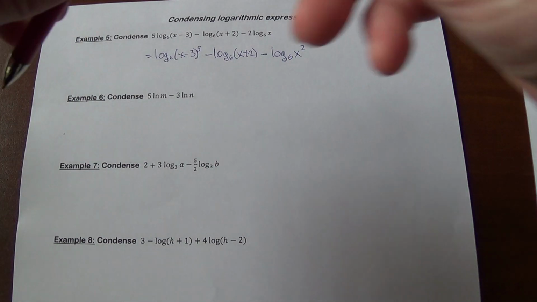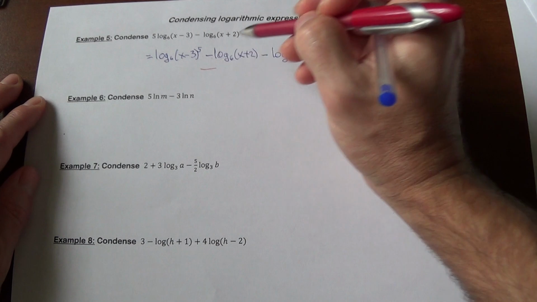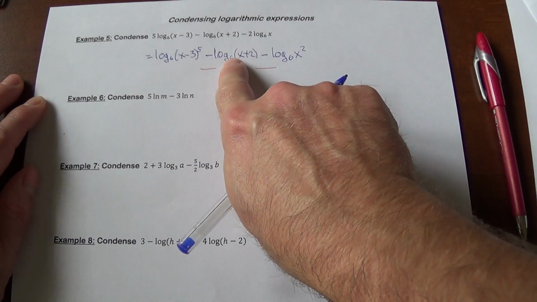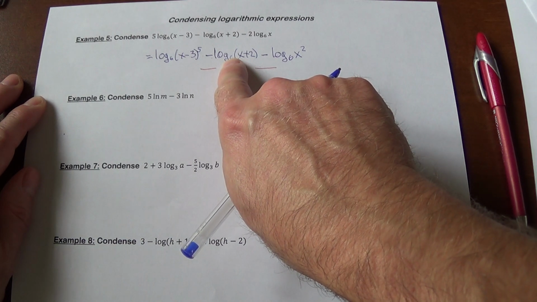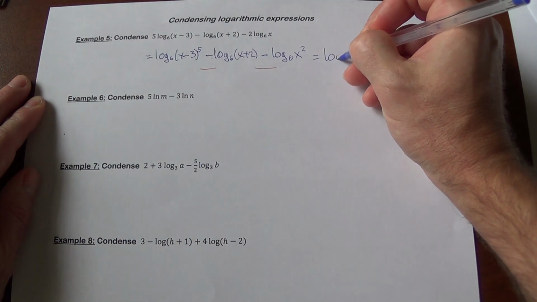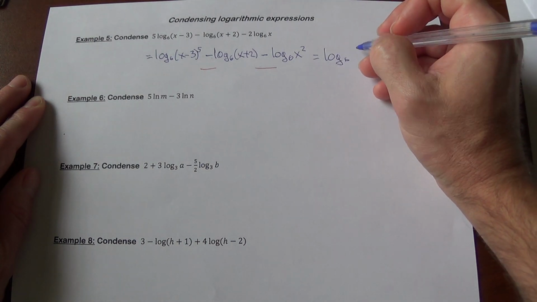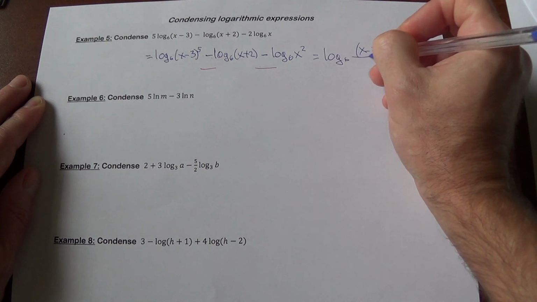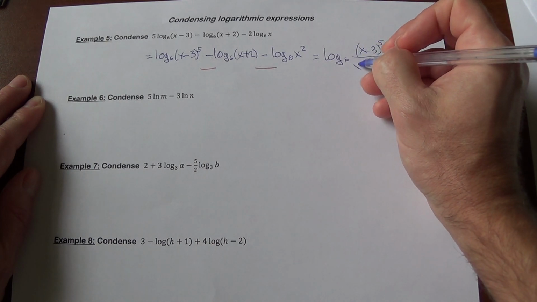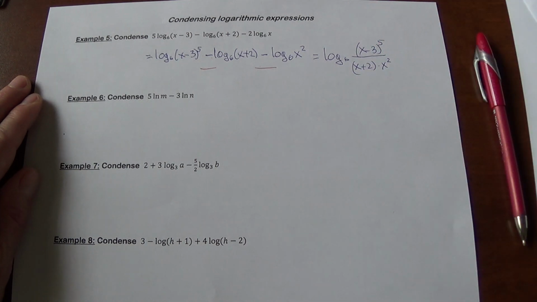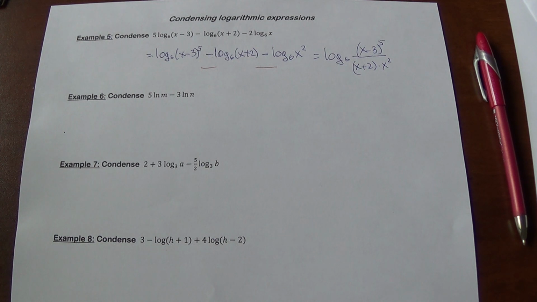Now, let me point these out. There's a minus here. So both these quantities, since you're subtracting them, you use division. And you're going to do log base 6. So this one goes on top. Over here we're going to put (x plus 2) times x squared on the bottom. This is how it's going to be left.